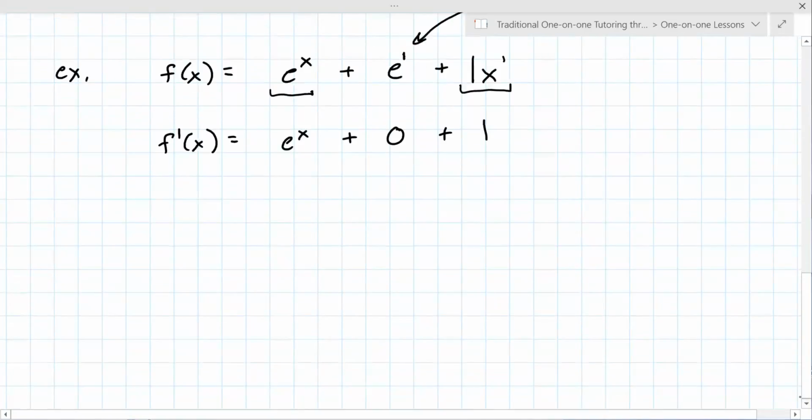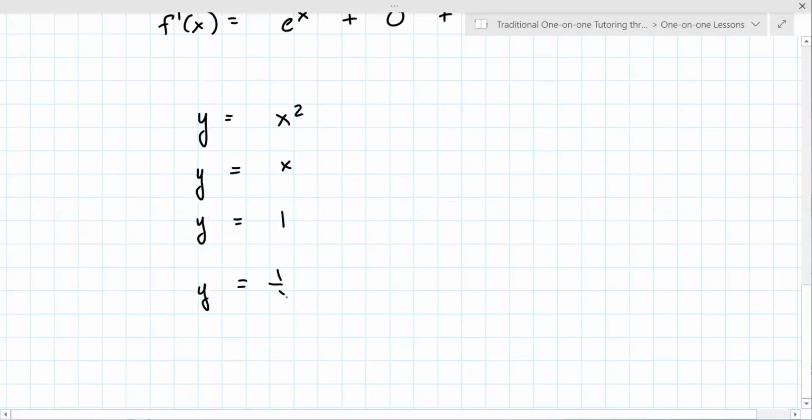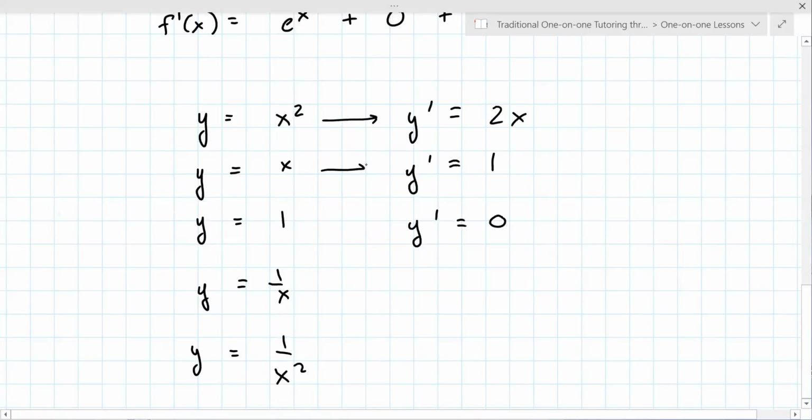So let me make a little table here. Let's say y equals x squared, y equals x, y equals 1, y equals 1 over x, y equals 1 over x squared. So to the right here are the derivatives. 2x, the derivative of x is just 1. The derivative of 1 is 0. The derivative of this one is minus 1 over x squared. And the derivative of this one is minus 2 over x cubed.